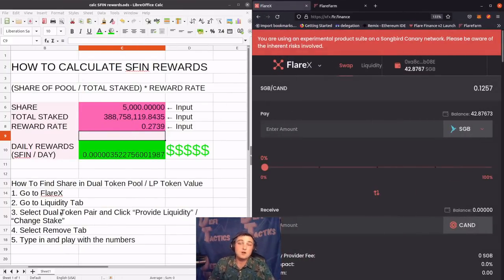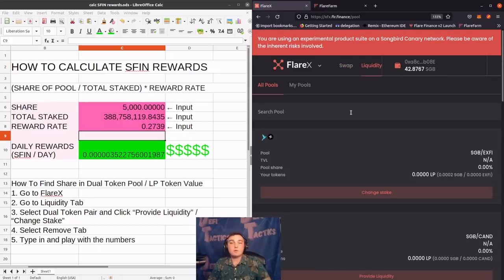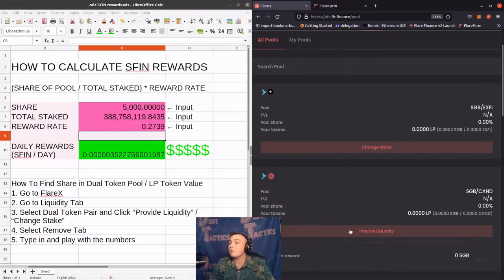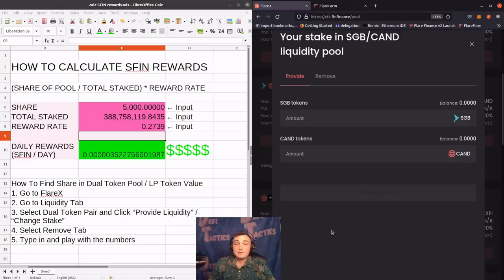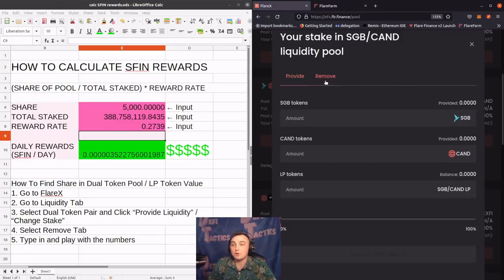So we're going to go to FlareX, which we're on, and then we're going to go to the liquidity tab. We're going to select one of the dual token pairs that we want to figure out, right? We're going to select one of the dual token pairs, and we're going to click either change stake or provide liquidity, depending on whether or not we've already staked or put in liquidity to that liquidity pool. So let's use the Songbird Canary Dollar as an example, and I'm going to click provide liquidity. From here, we're going to select the remove tab.